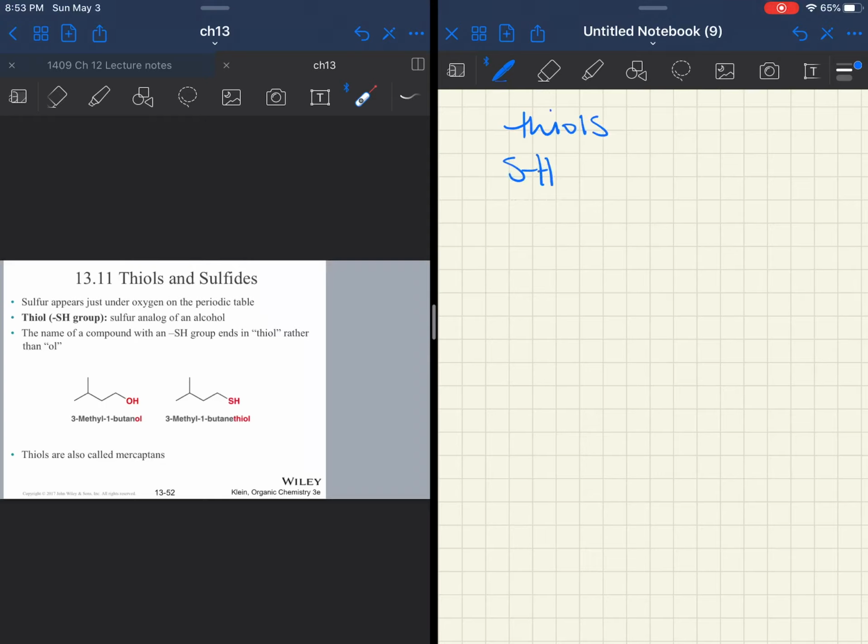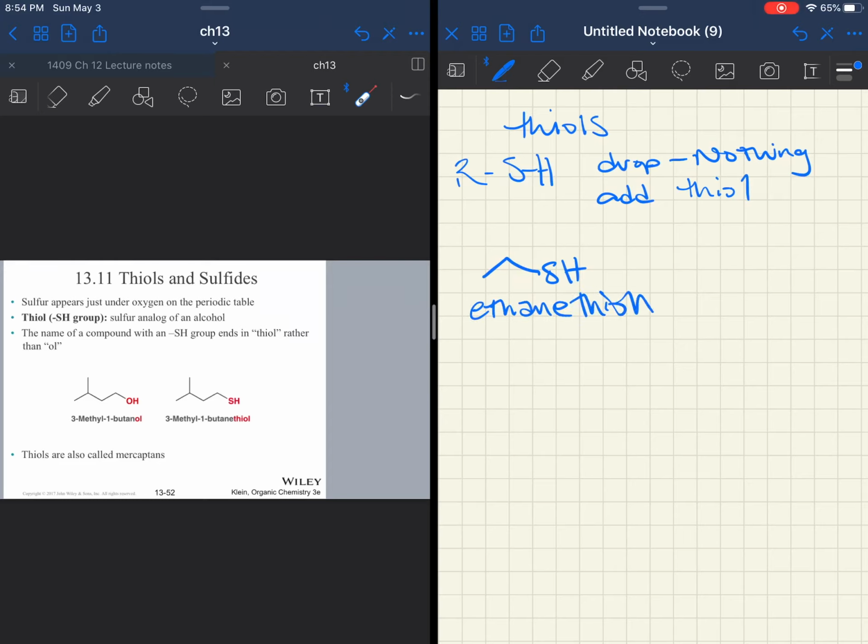Thiols are the sulfur derivative of the alcohol, and they're pretty easy to name. If they're the only functional group you have, you are going to drop nothing, right? So you're looking for the longest continuous chain with the thiol, and then you're just going to add the word thiol onto the end. So this becomes ethanethiol. That's not an H. Thiol. There we go.